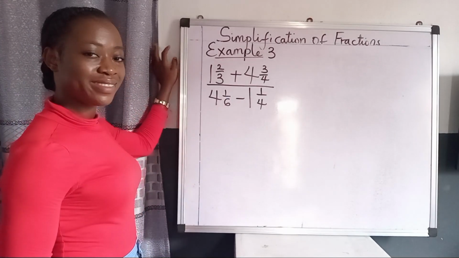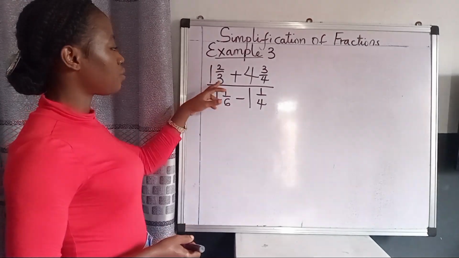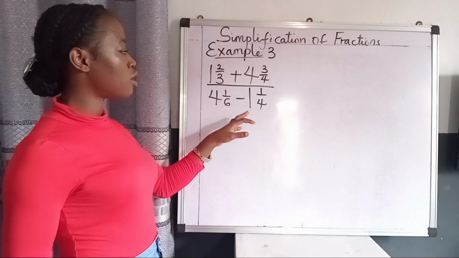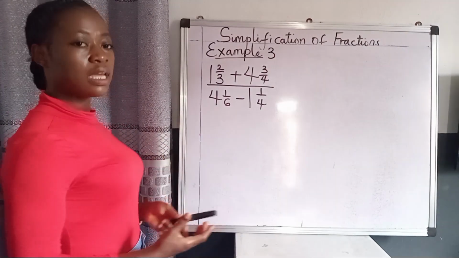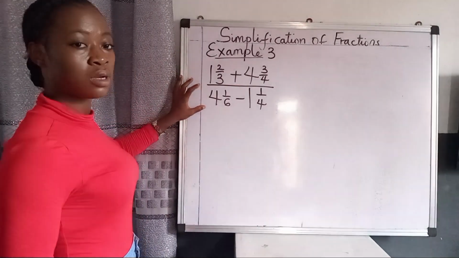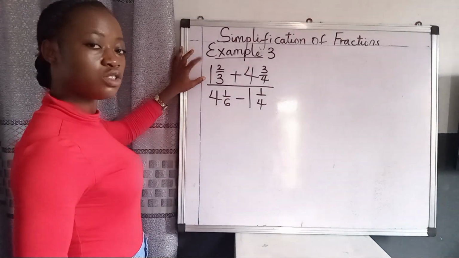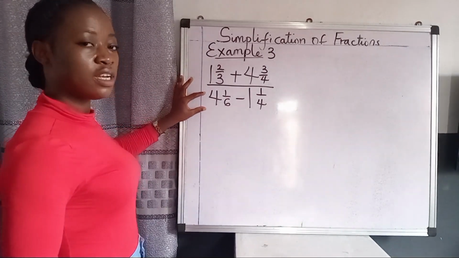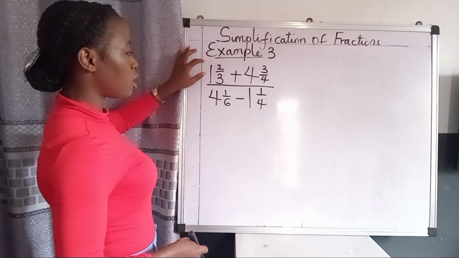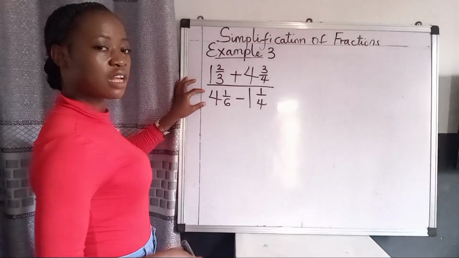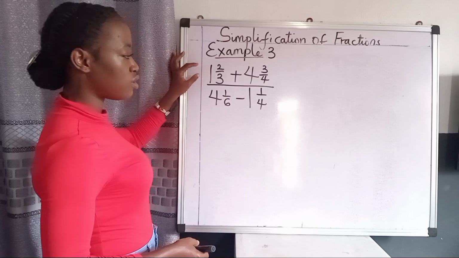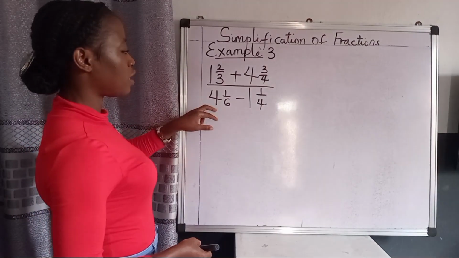We have 1 whole number 2 over 3 plus 4 whole number 3 over 4, all over 4 whole number 1 over 6 minus 1 whole number 1 over 4. Now if you look at this, you have an operation on the top, you also have an operation downwards. So this is your numerator and this is your denominator. In this case, all you need to do is work out what you have as your numerator, keep it aside, work out what you have as your denominator, also keep it aside. Then whatever you get as your numerator, you divide it by what you have as your denominator.